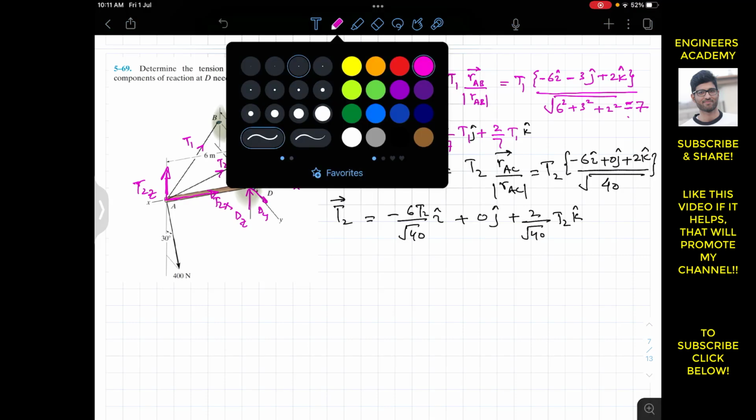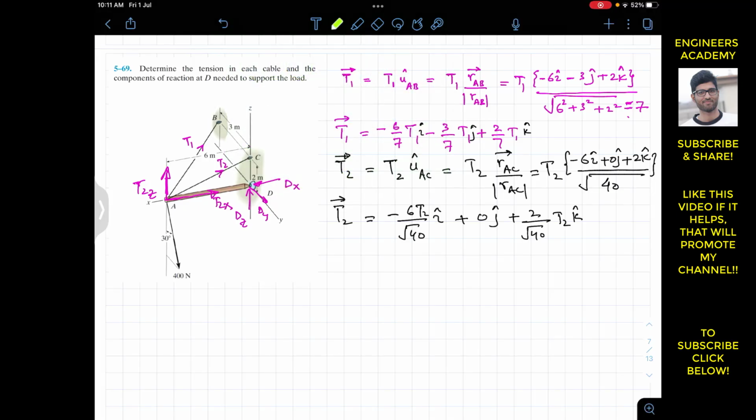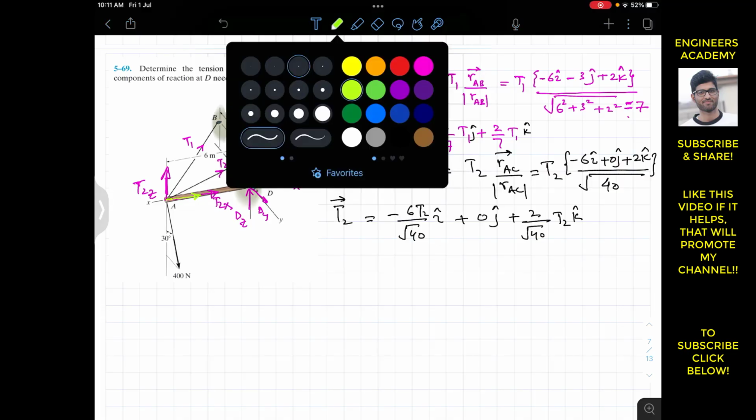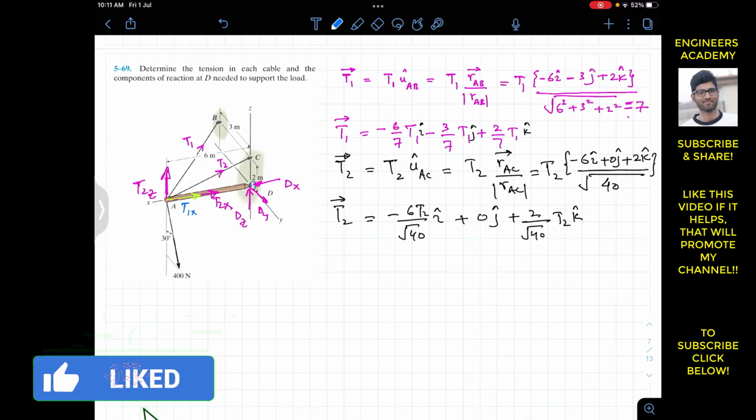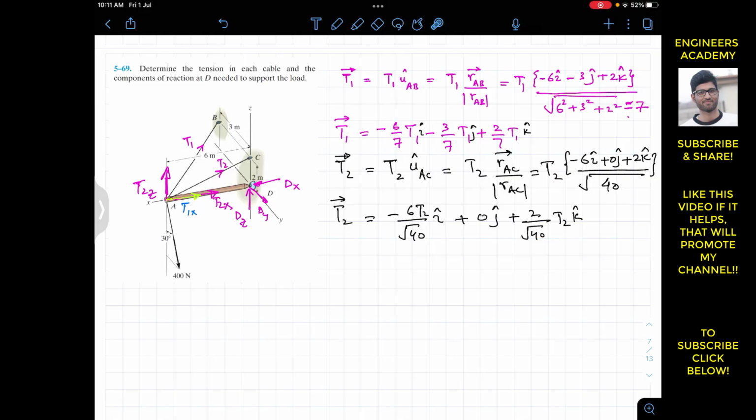Similarly, T1 will have three components. T1 will have one component which is acting in the negative x, minus 6 divided by 7 T1. So let me write that this green one is T1x. Similarly, T1 will have one component in the negative j.